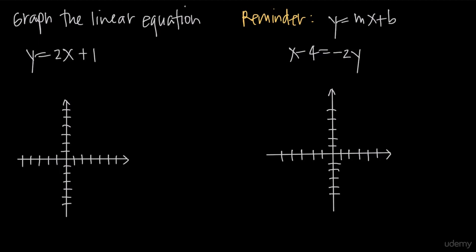In this video, we're going to do another example where we graph some linear equations. We're going to do two examples, y equals 2x plus 1 and x minus 4 equals negative 2y. And remember, as always, we know that these are linear equations because, first of all, they have equal signs, so we know that they're equations.